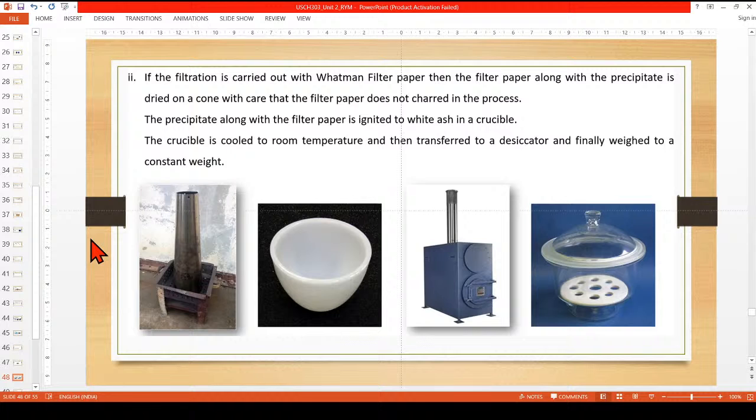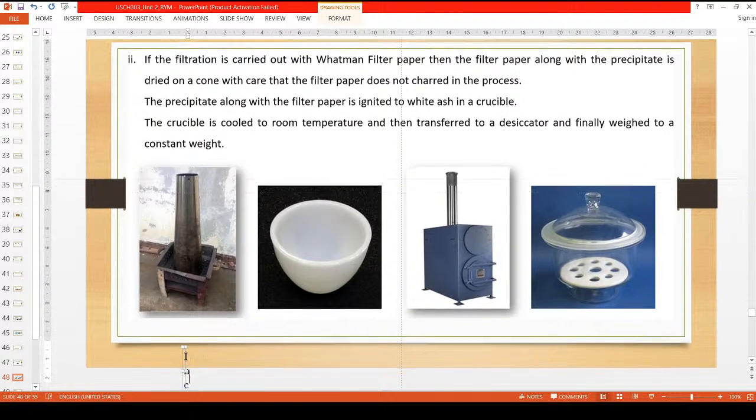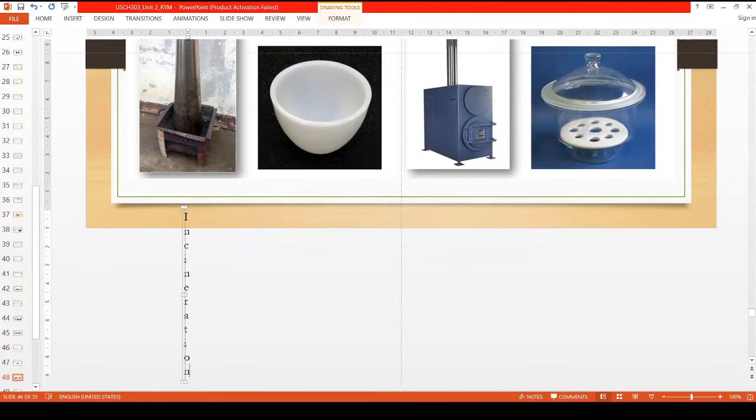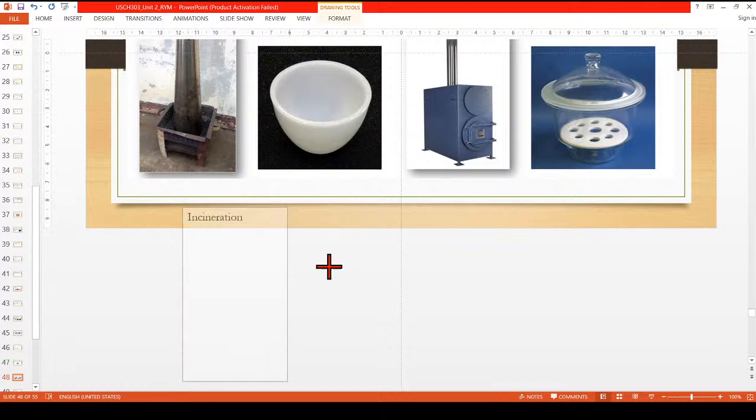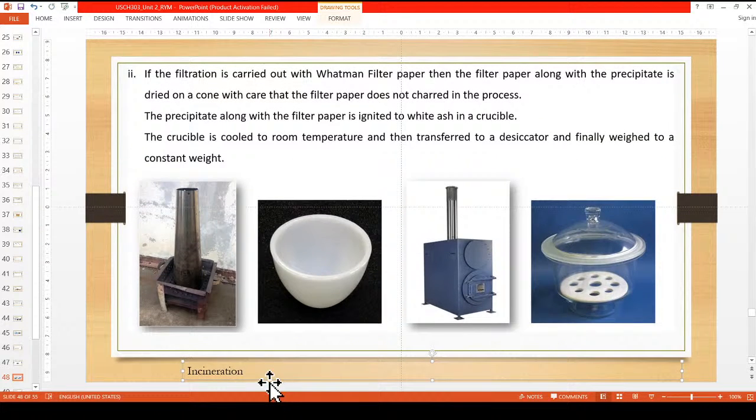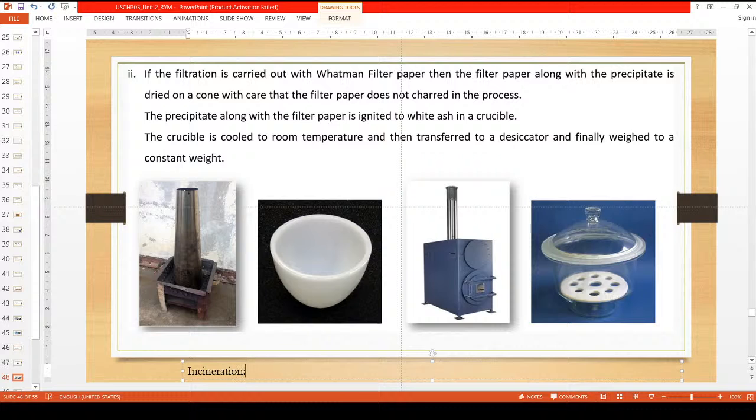Ignition is what? Once your product gets dried, it is associated with your filter paper. So to get the exact weight of your product, ignition is done. Ignition is also called incineration. Okay, incineration, its spelling is incineration. Incineration is burning of your filter paper.